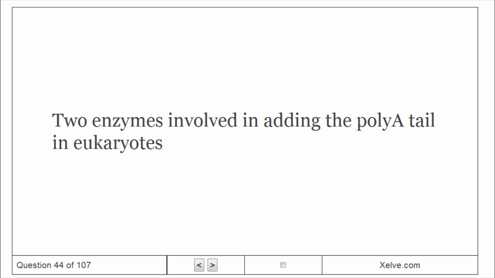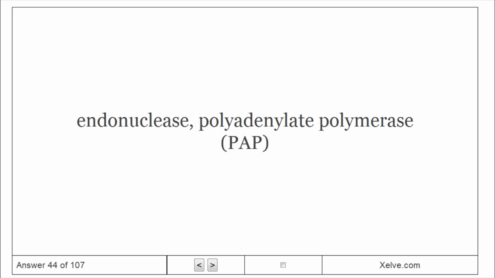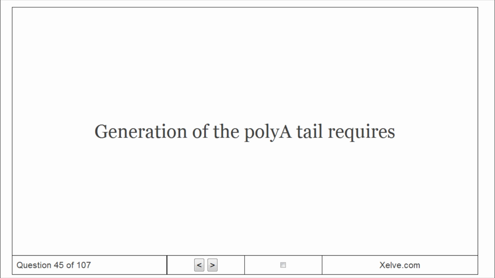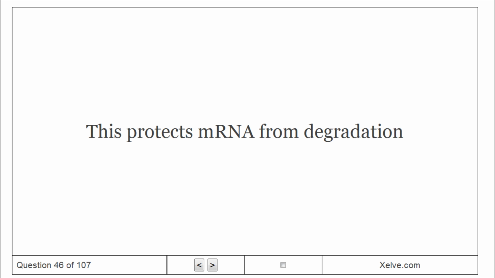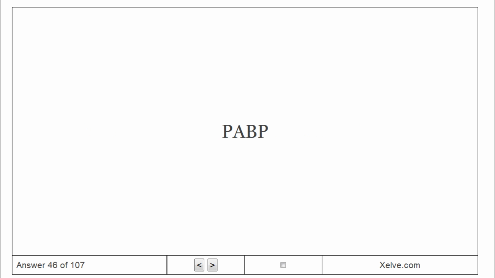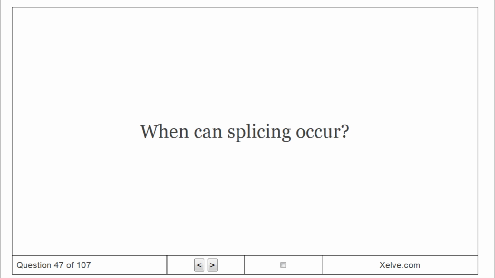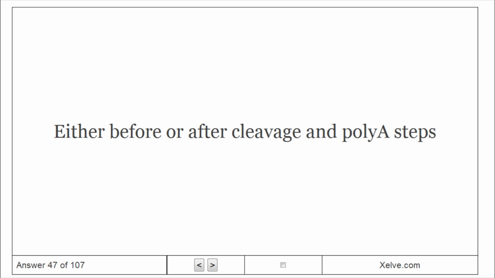2 enzymes involved in adding the poly-A tail in eukaryotes. Endonuclease, polyadenylate polymerase. Generation of the poly-A tail requires ATP. This protects mRNA from degradation. PABP. When can splicing occur? Either before or after cleavage and poly-A steps.